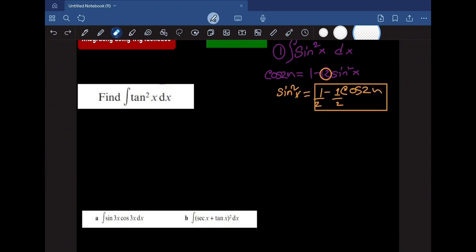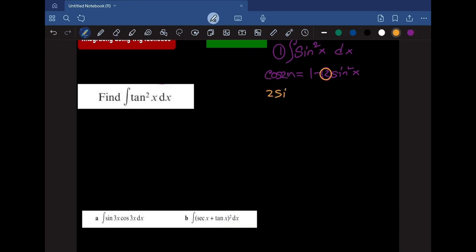We can write it like this: 2 sine squared x is equal to 1 minus cos 2x. We just replace both of them, and then we will just divide both by 2. So cos 2x divided by 2 becomes half cos 2x, right? So that is how we have written it, nothing else. So half minus half cos 2x.